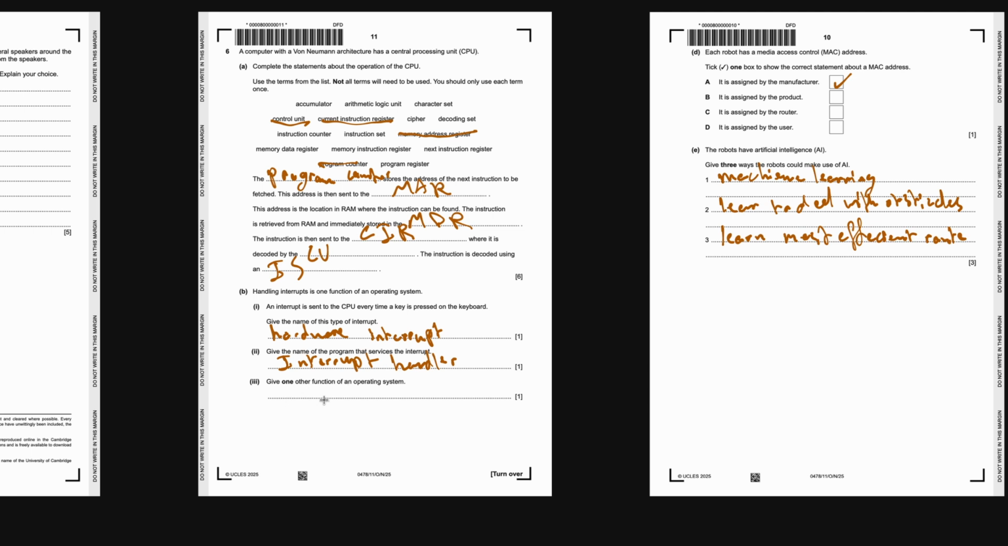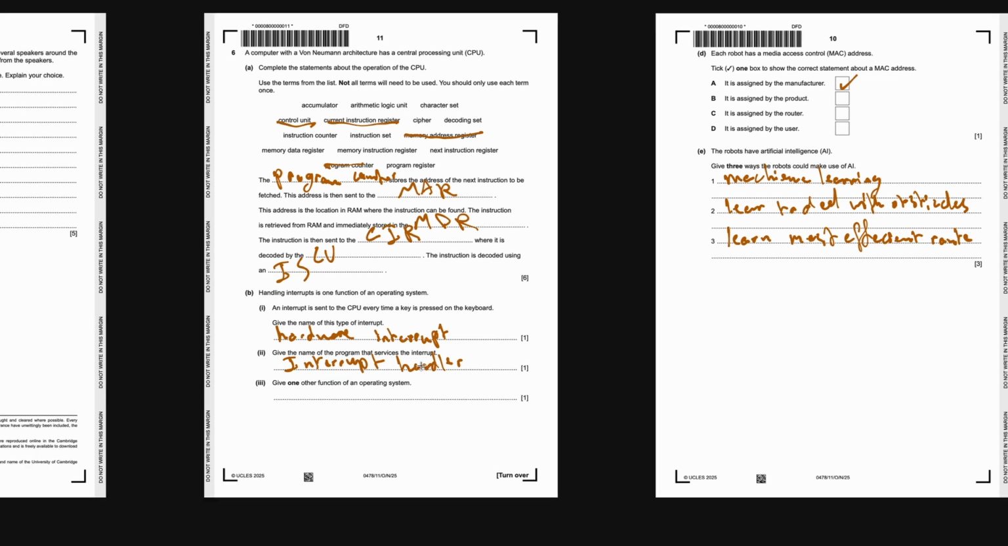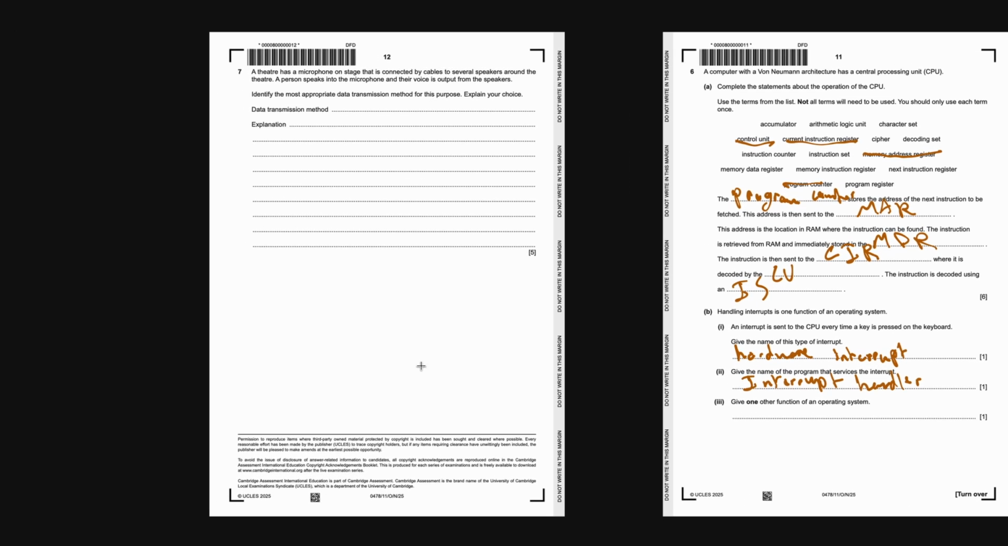Give one other function of an operating system, and this question is a free mark. You should know 10 of the functions of operating system, right? For example, managing user accounts, managing system security, multitasking, managing memory, managing files, providing an interface, managing the peripherals and the drivers. All of these are functions of operating systems, right? You have to know all of them.